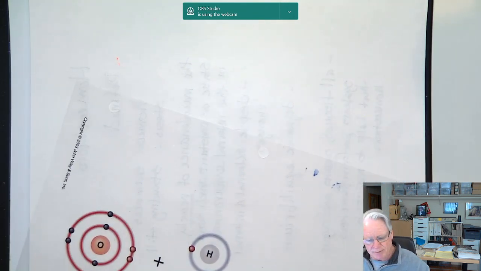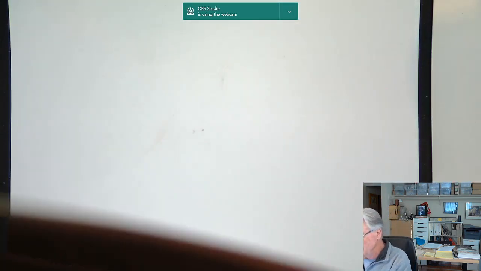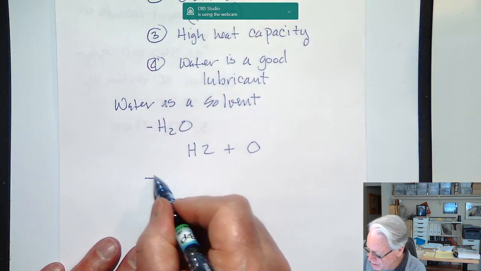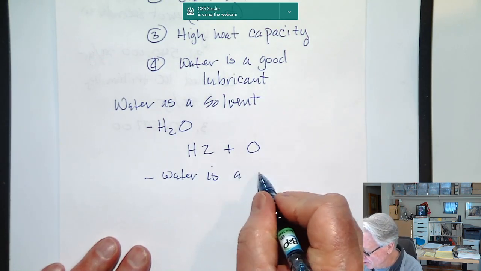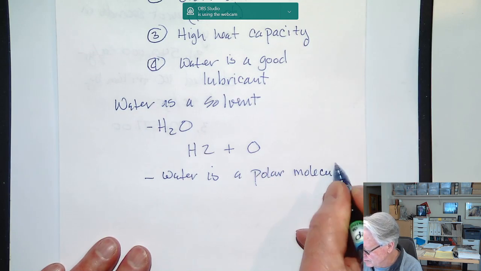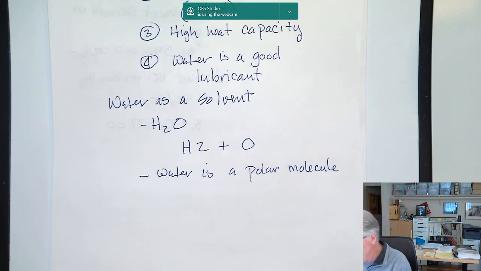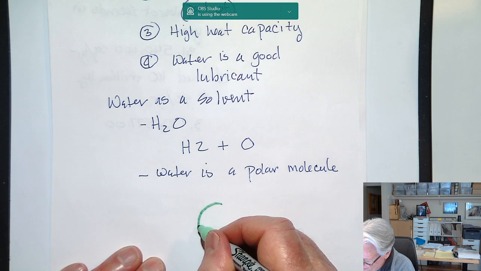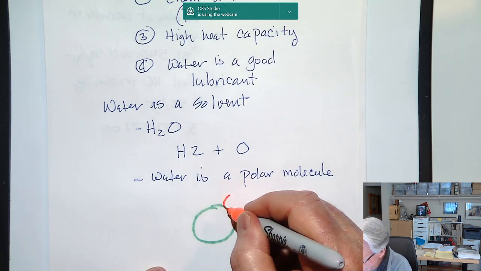So let's go back and put that information in there. So what we're going to do is, water is a polar molecule. And we're going to go ahead and draw. Here's my oxygen. And here are my two hydrogens.